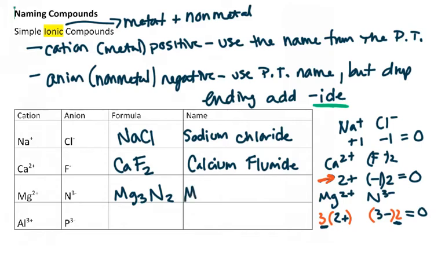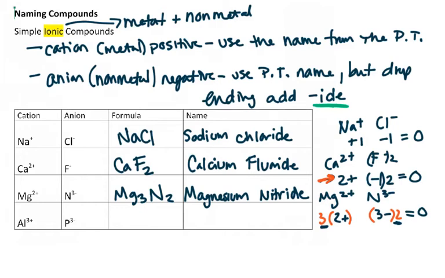Mg is our cation, so it's going to keep its name of magnesium. Nothing gets changed, but nitrogen is our anion. So we're going to change the nitrogen ending to nitride. Again, you're adding the IDE, nitride.